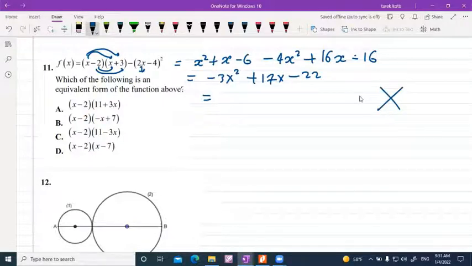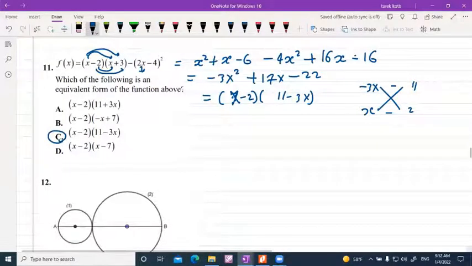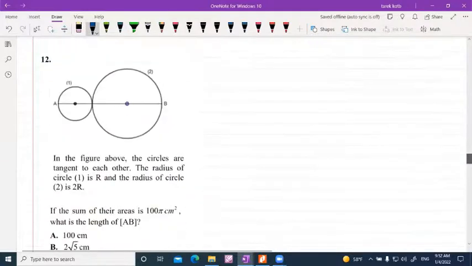Okay, and then we can factorize it by scissors. It will be negative 3x and x, and this will be 11 and 2. Since this is negative, the bigger will take the negative sign. So it will be like this, 3 minus 2, it will be x minus 2, and then 11 minus 3x. This is 11 minus 3x and x minus 2. So this will be x minus 2 and 11 minus x, answer C.